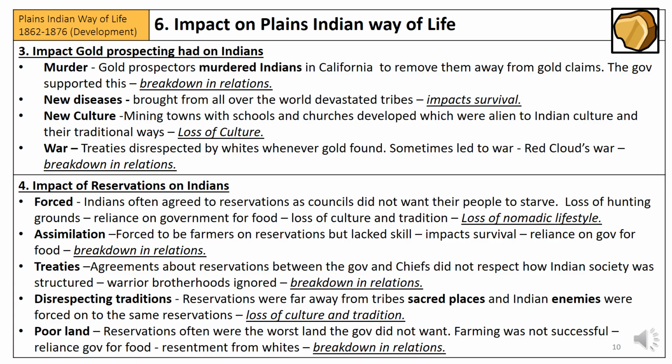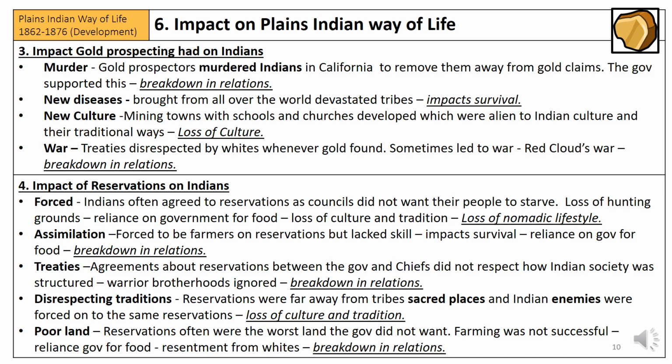We also have new diseases being brought in. We have lots of people coming from quite far away. We've got Chinese immigrants. We've got lots of European immigrants. People bringing new diseases that the Indians had never encountered before. This means they don't have an immunity and it decimates some of these tribes. This therefore impacts survival. In terms of new culture, in the mining towns, there were buildings like schools and churches that the Indians had never encountered before. This way of life was alien to them.